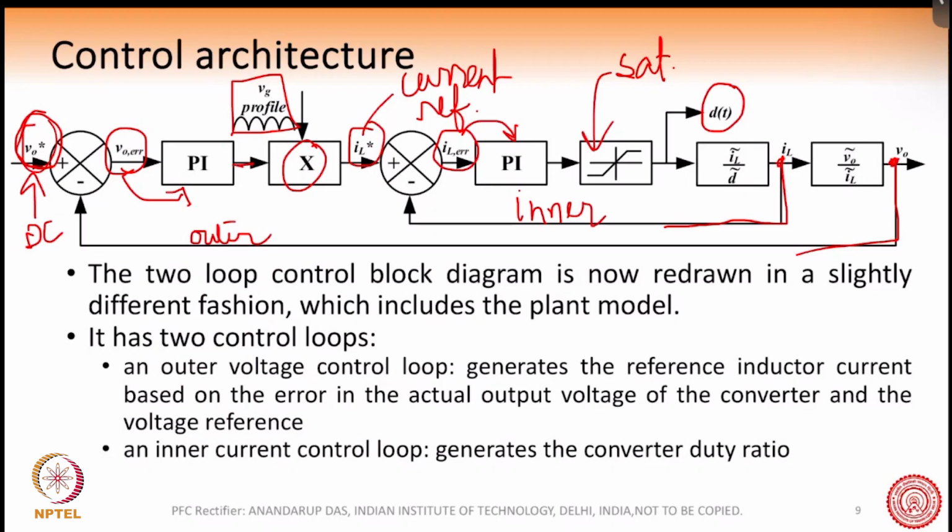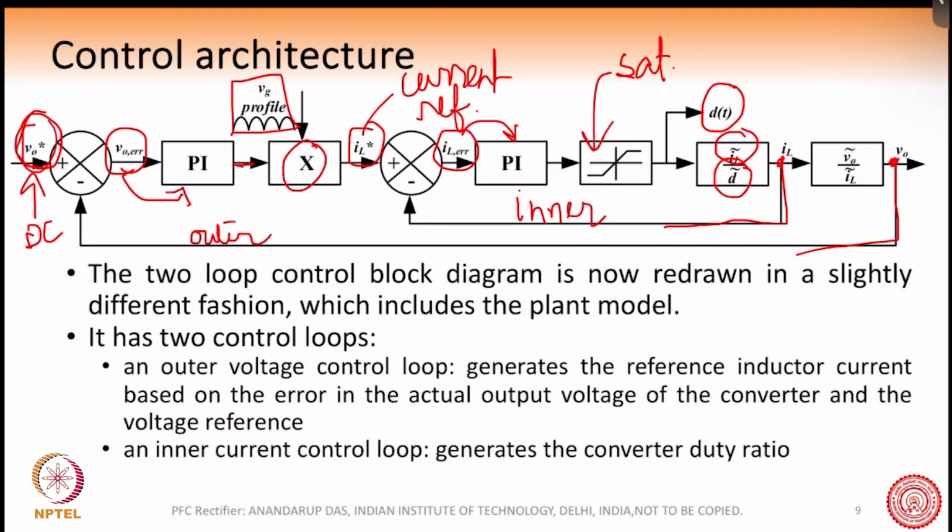Now, in order to design these PI controllers, we must have the model of the plant. What is meant by model of the plant? It means there is a small signal model of the plant where we are trying to find out how the inductor current is affected by the small changes in the duty. So this is the small signal model of the inner current loop.